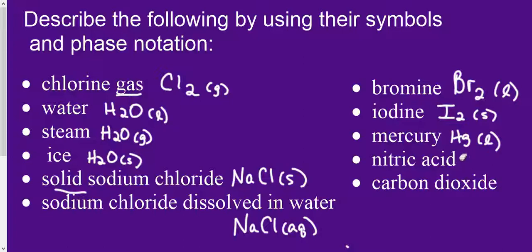Nitric acid, the formula for nitric acid is HNO3, and we said that acids were always aq. Carbon dioxide, CO2, g for gas.